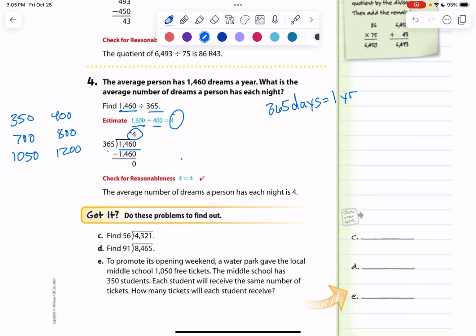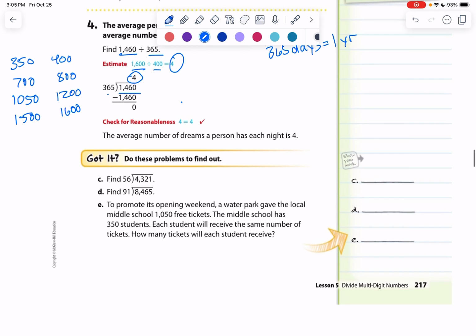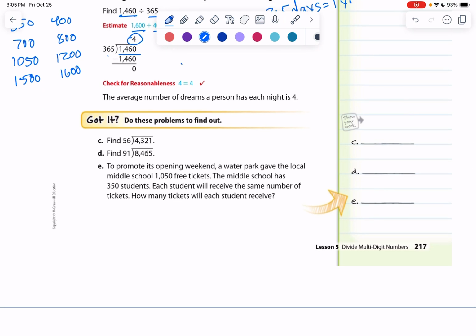So let's see here. It looks like it went in 4 times, so 1,600. So, but 400 is way over 365. And if we did one more here, that would be 1,500. So that gives us a pretty good idea that it is probably going to be 4. Okay, so let's try these. Here's C. Find 4,321 divided by 56. So let's write that out.